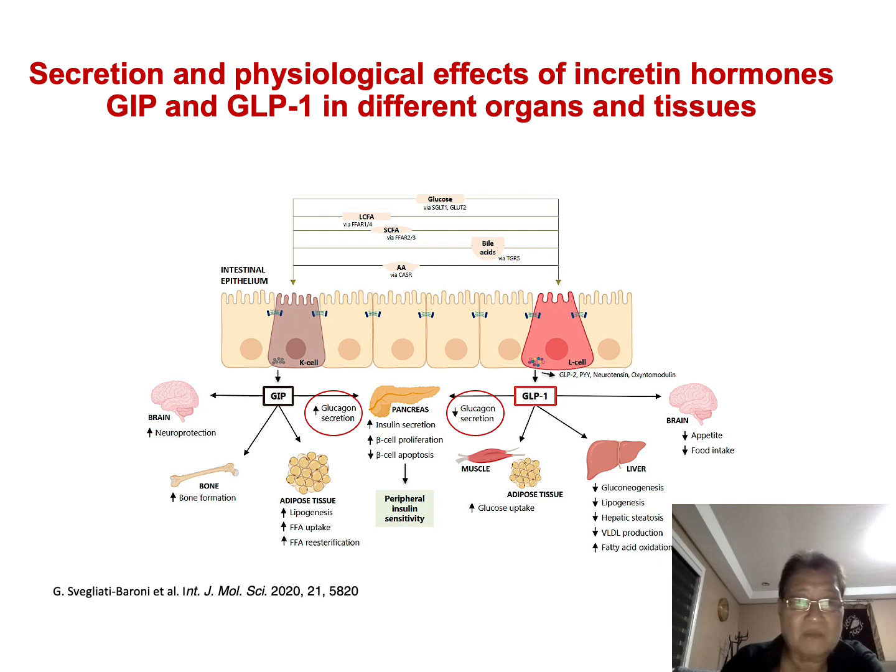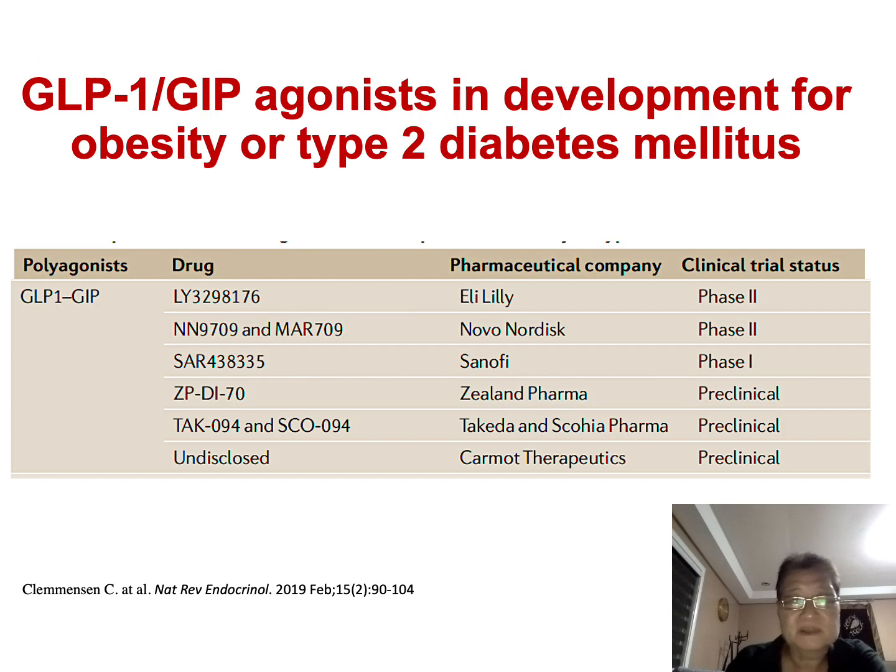Now, what I would like you to focus on is the different effect on glucagon. While GLP-1 reduces glucagon secretion on your right, GIP increases glucagon secretion. Now, these are some examples of the twincretin in a very early development, phase 1, phase 2, and even in preclinical or animal studies.